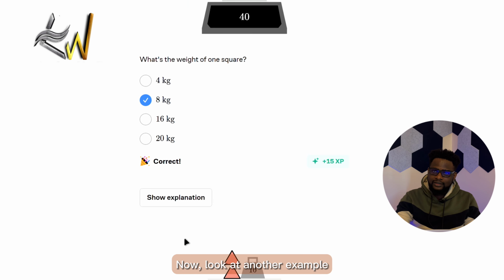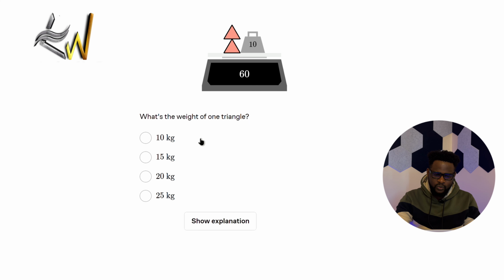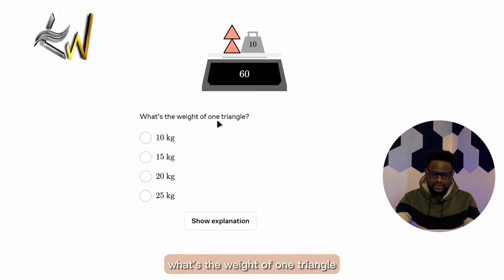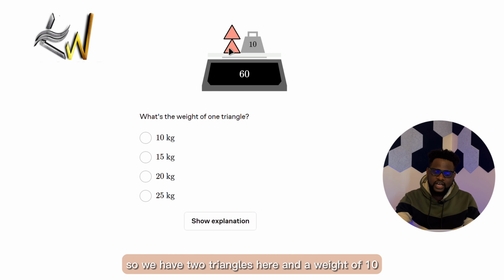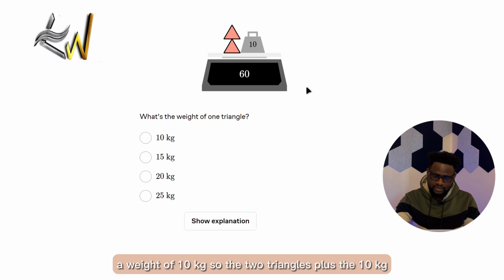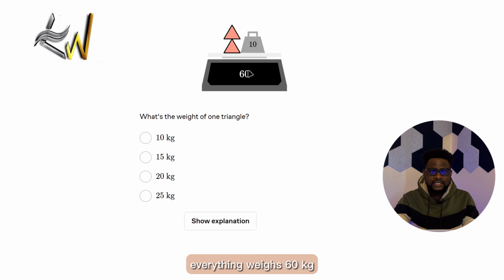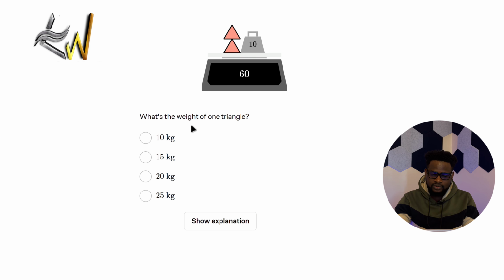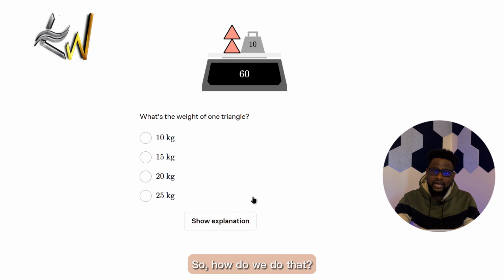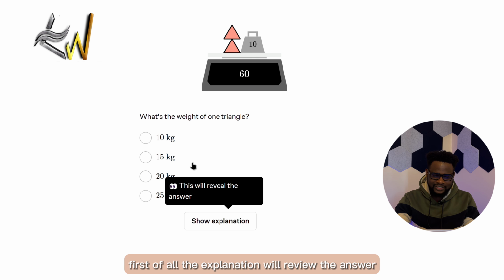Now, look at another example. What's the weight of 1 triangle? We have 2 triangles here and a weight of 10 kilograms. The 2 triangles plus the 10 kilograms, everything weighs 60 kg. So what's the weight of 1 triangle? How do we do that? The explanation will reveal the answer.